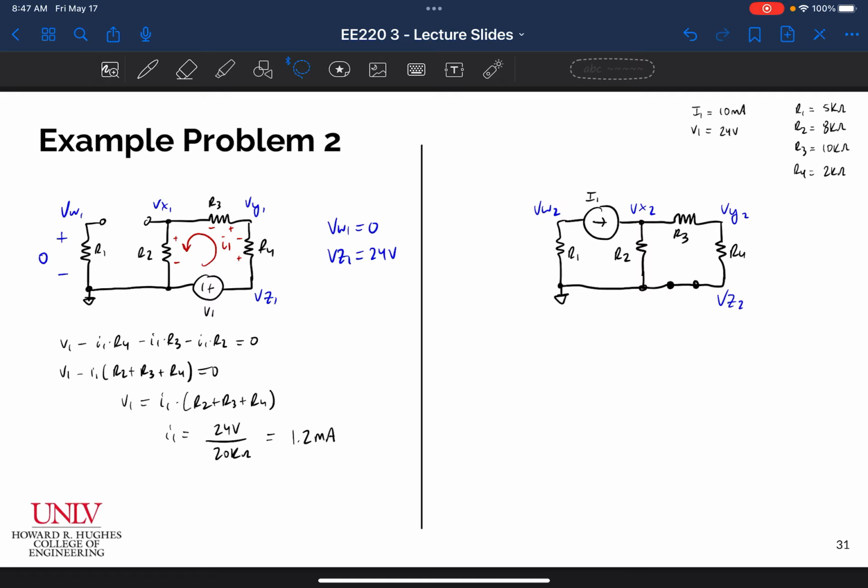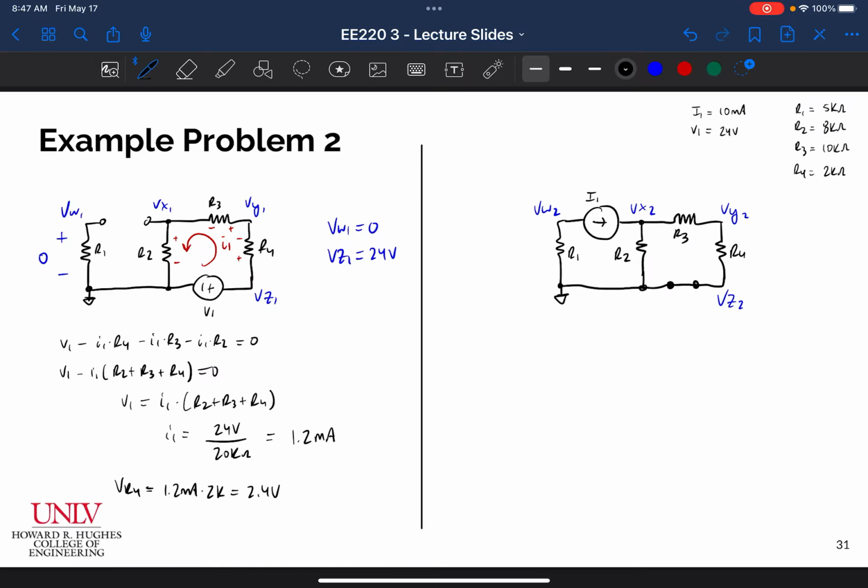And now that I know my current, again, I can find my drops. So across R4, the voltage drop is basically going to be R4, which is 2K, times 1.2 milliamps. So the voltage drop across R4 is equal to 1.2 milliamps times 2K, which is 2.4 volts.